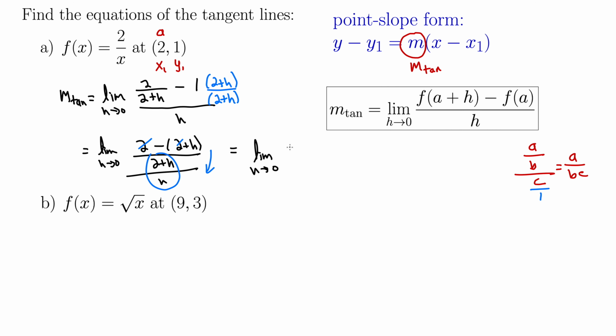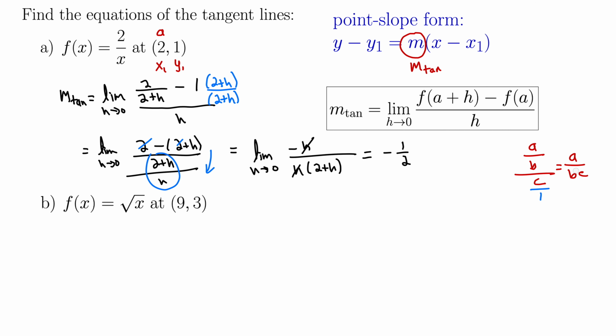Let's see here. We now have negative h up top, and down below we have h times 2 plus h. And now we get that cancellation I was talking about. We finally cancel out that h in the denominator that goes to 0. We still have one down here, but it's not a problem. It's not giving us a 0 in the denominator. And now we're ready to evaluate our limit. We can simply plug in 0 for h to evaluate this limit. That gives us negative 1/2.